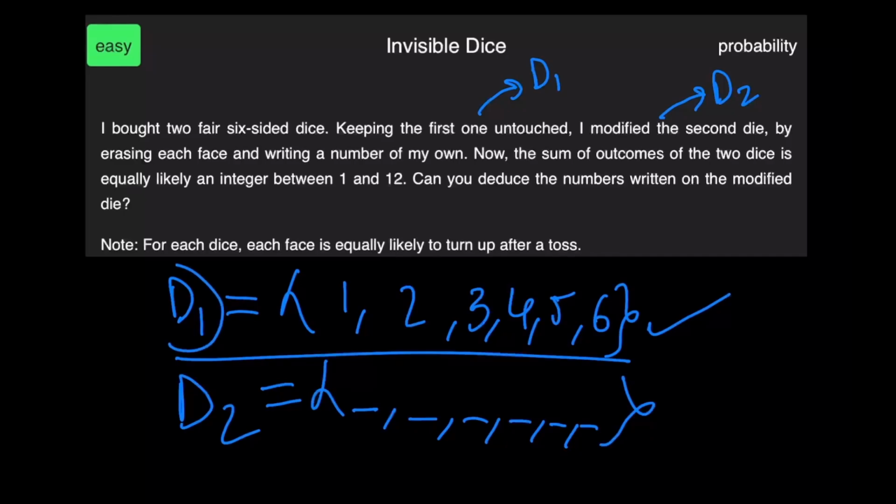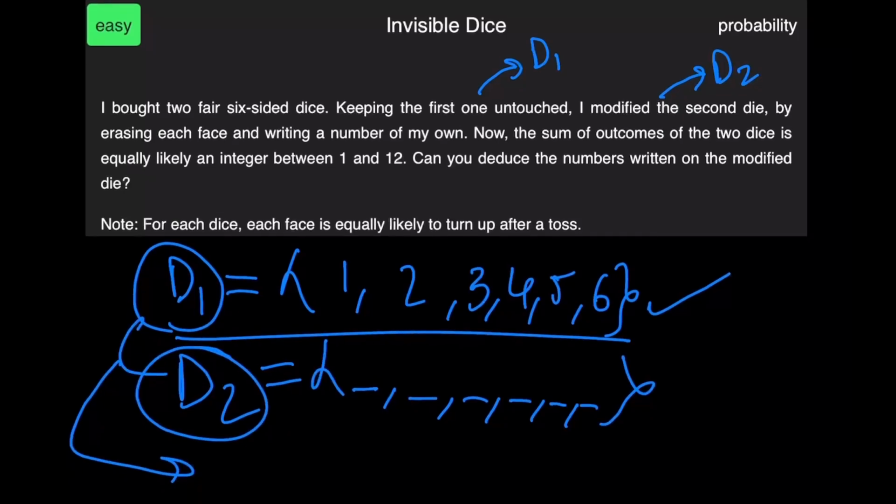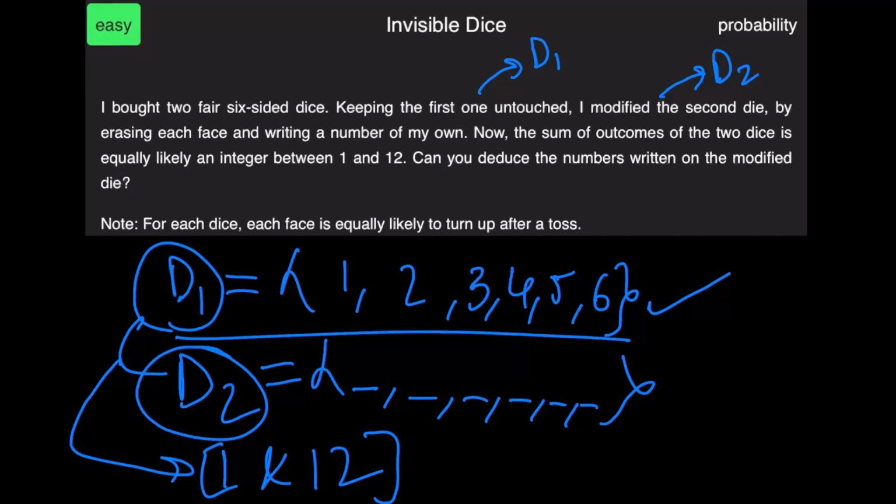such that the sum of outcomes of whatever comes up on dice 1 and whatever comes up on dice 2, when we add these two, it has to be equally likely an integer between 1 and 12. So what does this mean? Using this, we have to deduce the actual numbers that were over here in D2. What were the 6 numbers that were chosen for D2 in this modified dice?